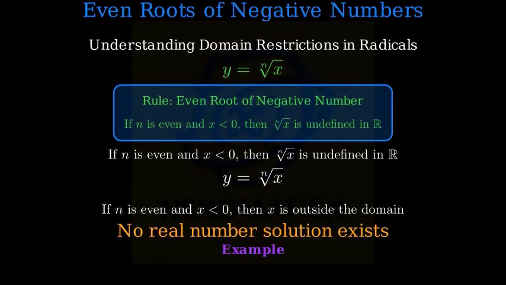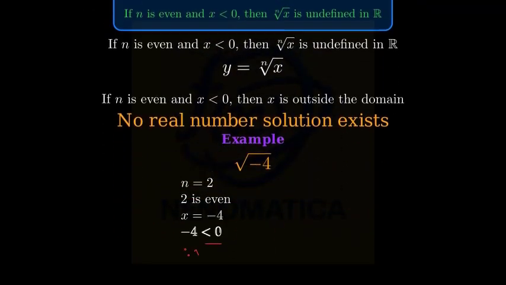Our first example is the square root of -4. Since the index is 2, which is even, and the radicand is -4, which is negative, this expression is undefined in the real number system. Let's look at another example.